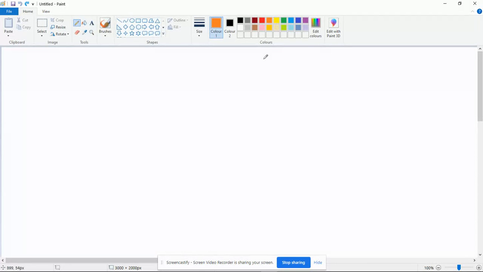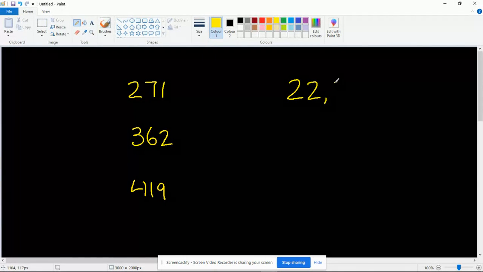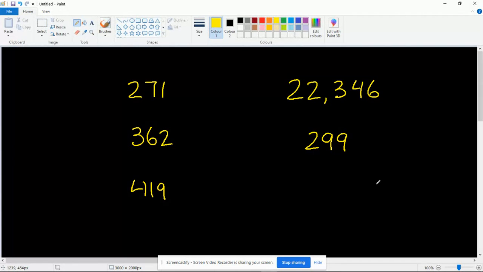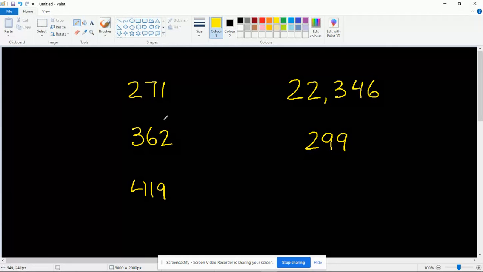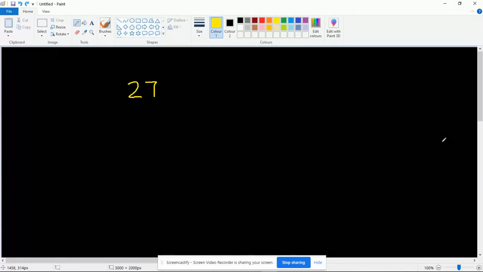If I do another group of numbers, let's change the color here a little bit, and I say 271, 362, 419, 22,346, and 299. If you look at those 5 numbers, you should be able to very quickly identify which one doesn't belong. These are all in the hundreds, they're all in the same area, and then suddenly you've got this one number, 22,346, that clearly would be the outlier.